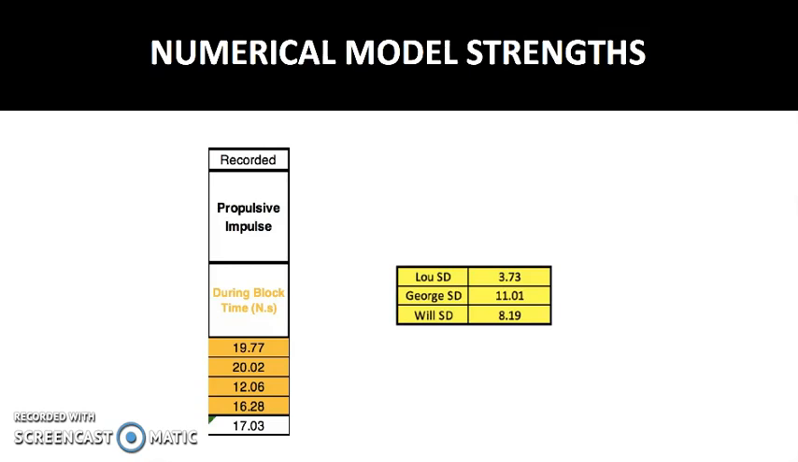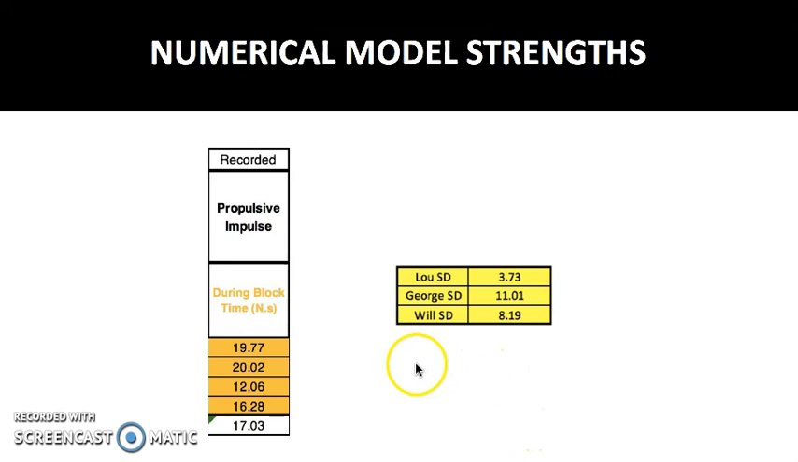So your performer has a high propulsive force, but a higher force would improve your sprint time still. So if you can improve that propulsive impulse, it's always going to improve your sprint time. So it's always worth trying to improve that propulsive impulse.